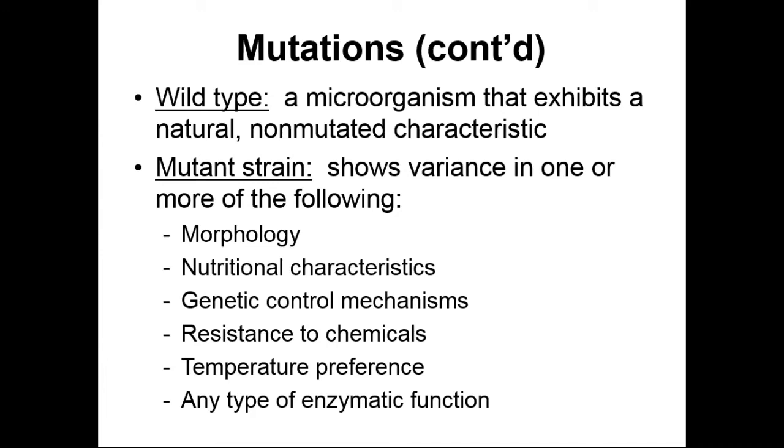This mutated strain, generally speaking, is going to have a change in its morphology, its shape, maybe it'll change in its metabolic characteristics or nutritional characteristics, or its control mechanisms. Maybe it becomes resistant to a chemical that formerly would destroy it, or it can have a temperature preference that it may have gained or lost, or it could just have something crazy happen with an enzyme. There could be some change to the organism that we observe due to the mutation that occurs in the mutant strain.